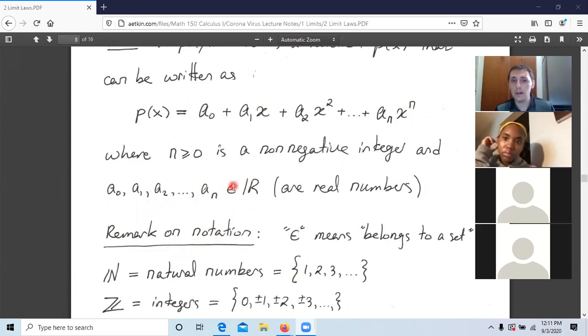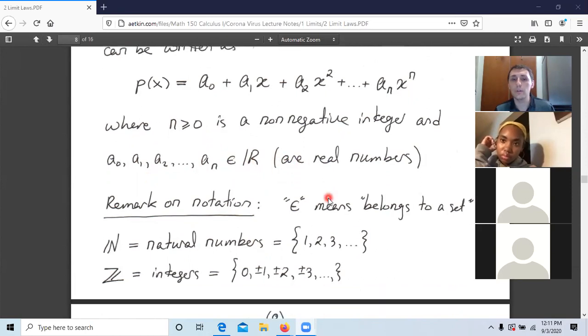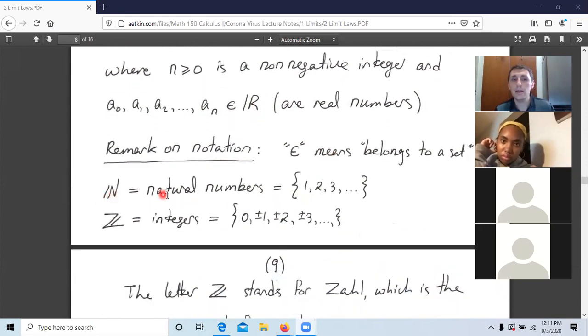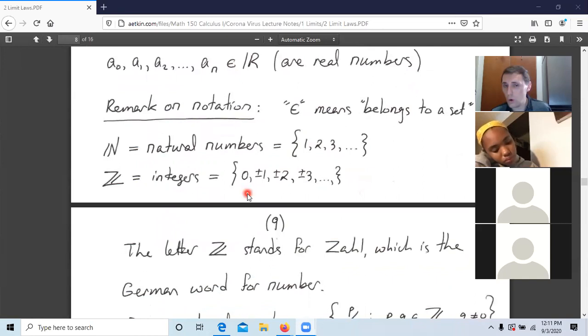That means part of, or belongs to, a set. And then let's review notation for numbers. N is the natural numbers. This is the symbol. You use N with a thick bar, or I write it like this. Natural numbers are the numbers 1, 2, 3, 4, and onwards. Z is the integers, so they include all whole numbers: 0, plus or minus 1, plus or minus 2, plus or minus 3, and so on.